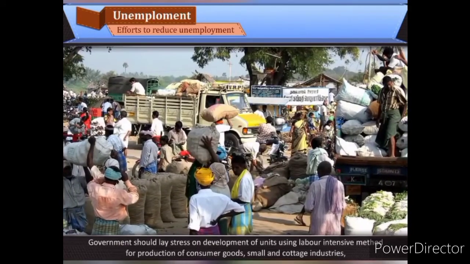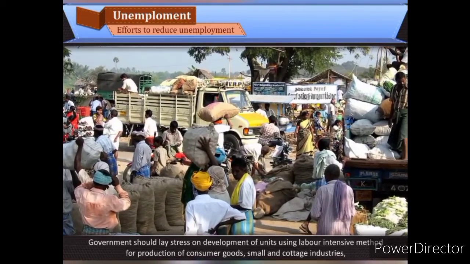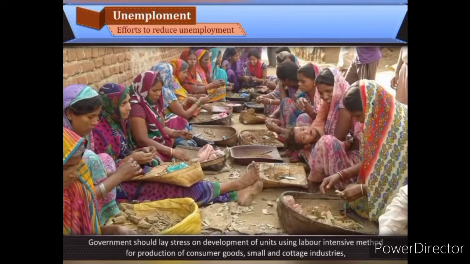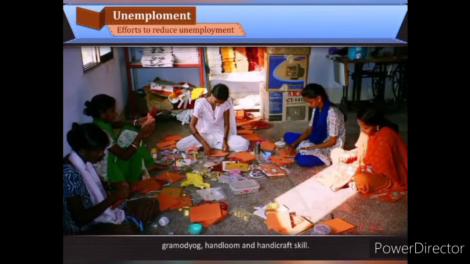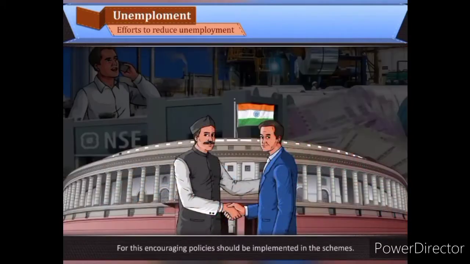Government should lay stress on development of units using labor-intensive method for production of consumer goods, small and cottage industries, gramudyog, handloom and handicraft skill. For this, encouraging policies should be implemented in the schemes.